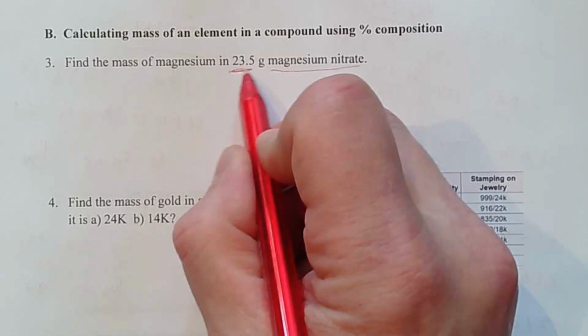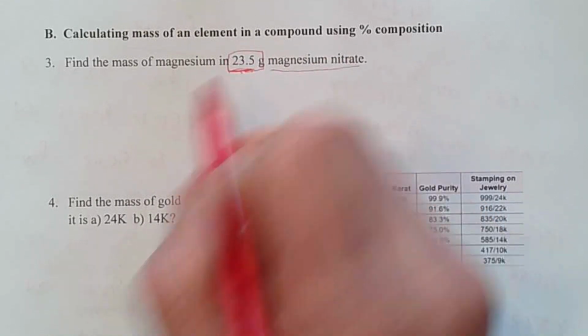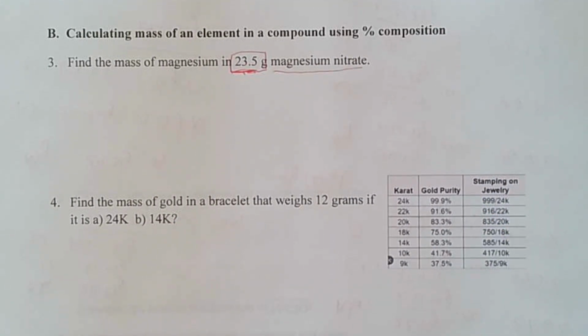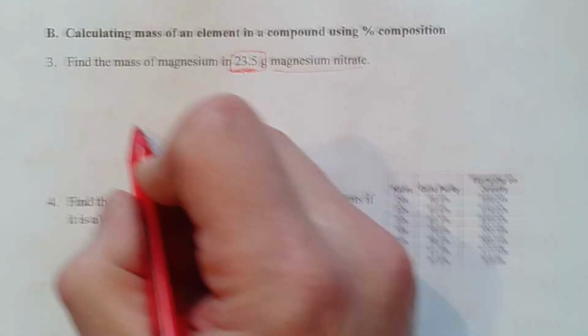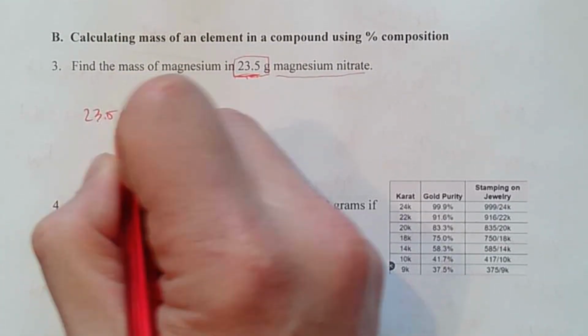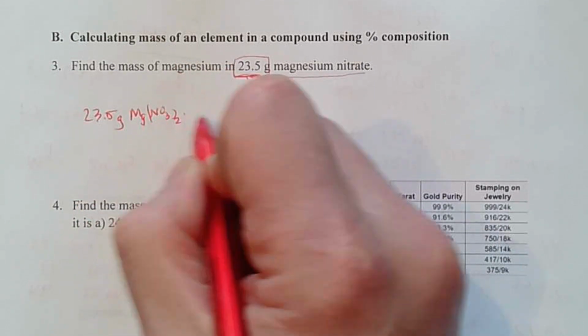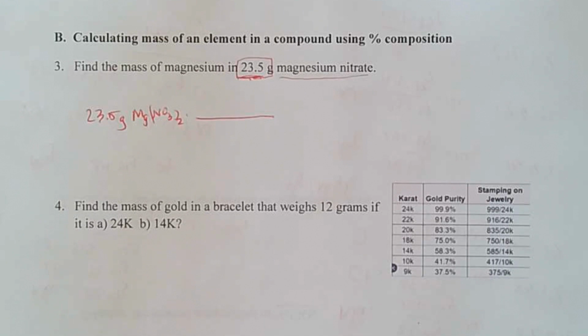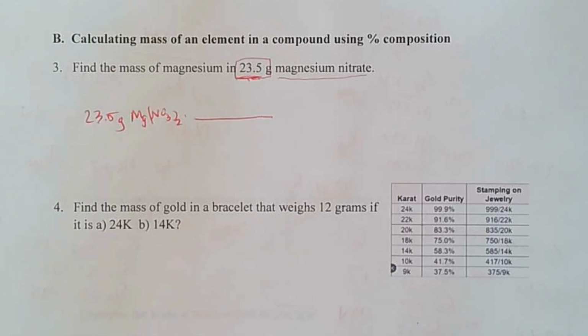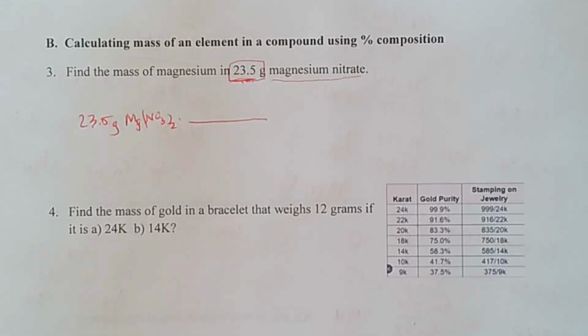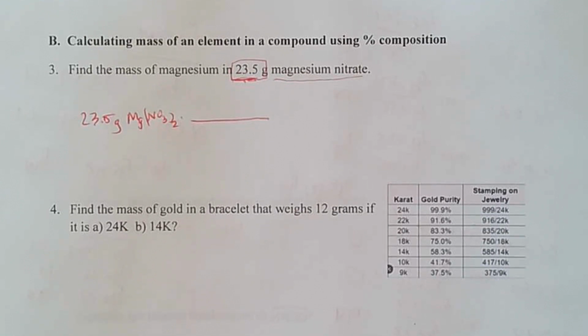This right here has been measured, so we will have significant figures in this. We have 23.5 grams of magnesium nitrate. And if you look back at example number 2, you notice that the percent composition of this compound that was magnesium, which is basically what percent by mass this compound is magnesium, was 16.4%.